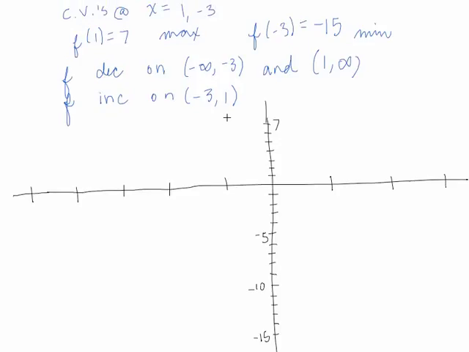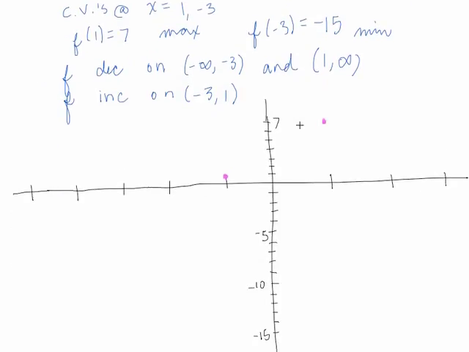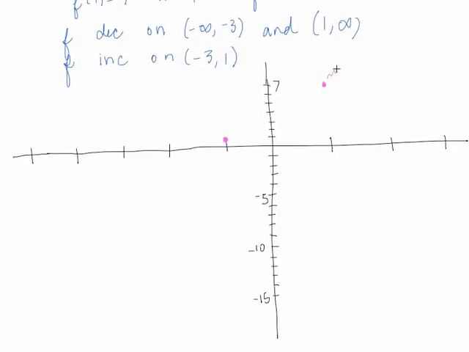So let's plot the points that we know. We know it goes through the point -1, 1. Let's do this in pink here. And we know it goes through the point 1, 7, and that is a relative maximum. And we know it goes through the point -3, -15. So that's a max there. This is an inflection point there, and -3, -15 is right about in there, and that is a min.